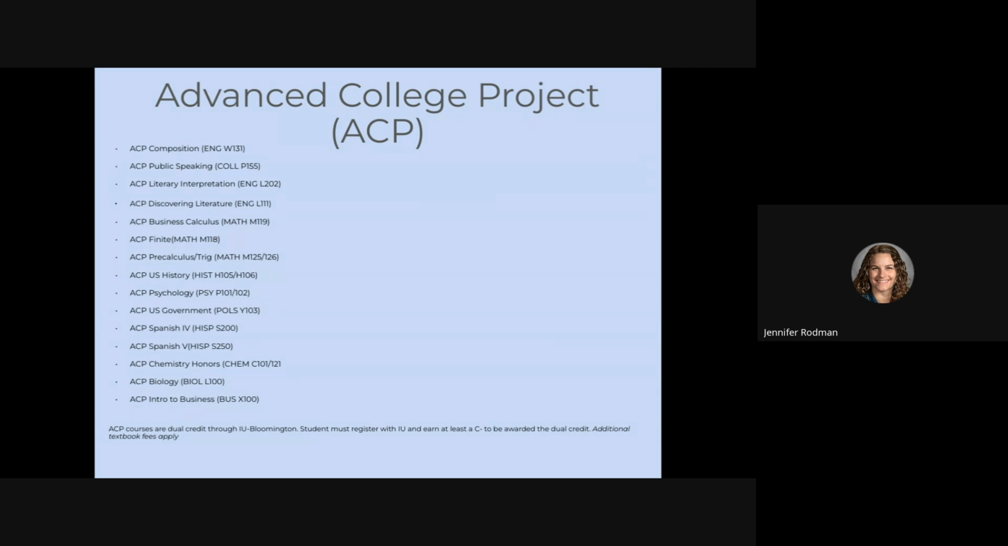As long as you meet the qualifications to take the class, which is typically a GPA of 3.0 or above, then you can sign up for these classes. And as long as they register, if they earn a C- or better, then they are awarded the high school and the college credit. So those are all through IU. We've got quite a few different ones in English, math, social studies, science, and a couple in Spanish and business.